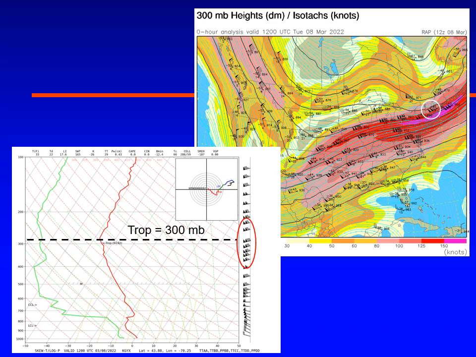The 300 millibar map also shows a strong jet stream, and that is evident on the Skew-T log P diagram. Looking at the wind barbs on the right, which I've highlighted in red, you can see that the winds increase all the way up to the tropopause, probably strongest right below the tropopause or right at the tropopause, and then start decreasing with height.